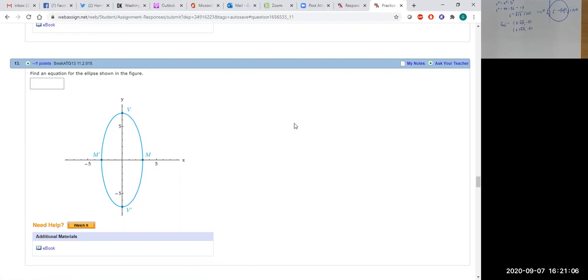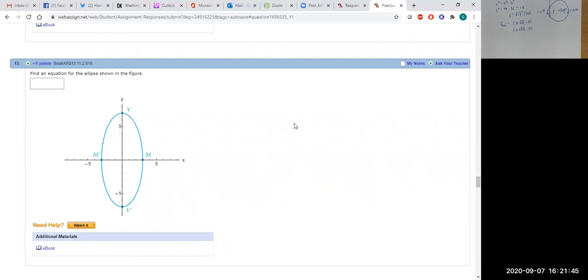13. They give you the graph. They ask you to find the equation. Now, when you find the equation for an ellipse, you actually need 3 things. You need the center of the ellipse, because that gives you h, k. And then you need to know what a squared is and what b squared is. Or you can say find a and b, because once you find a and b, then you get a squared and b squared. So those are the 3 things we have to figure out. Once we know those 3 things, we can determine the equation.